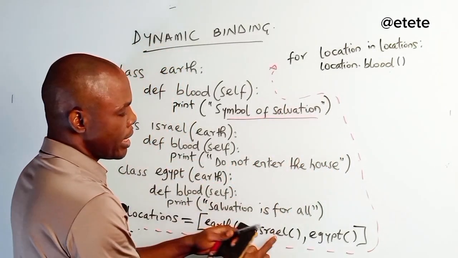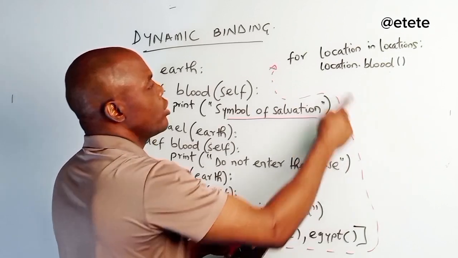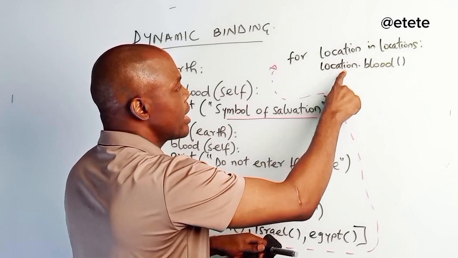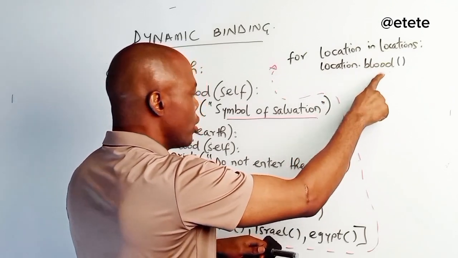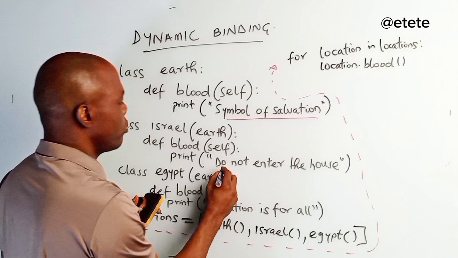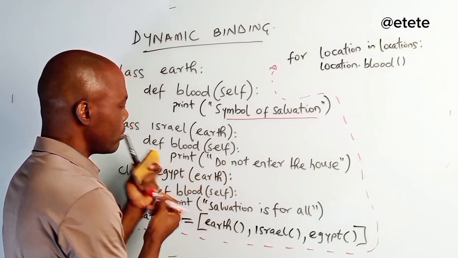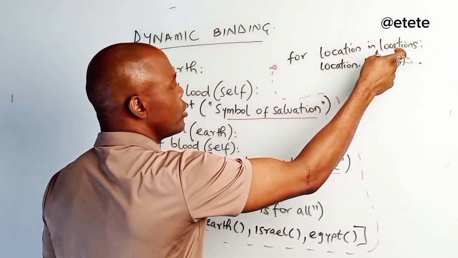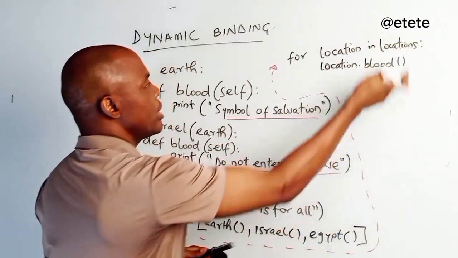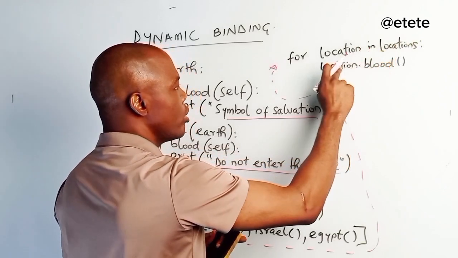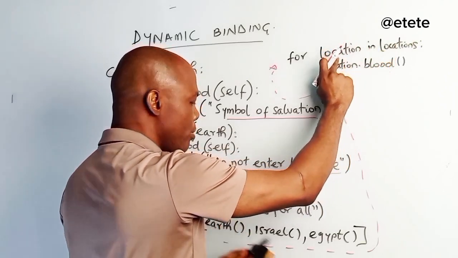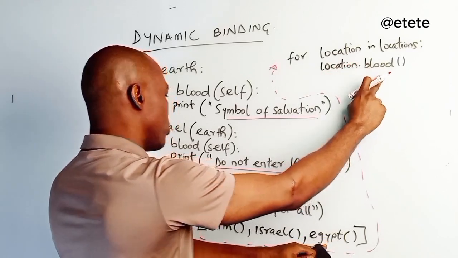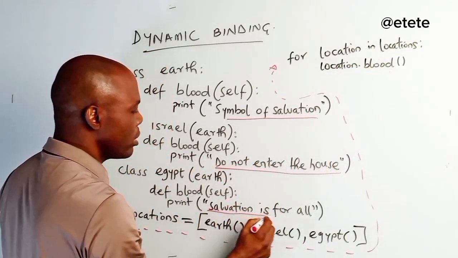Then I will go in again and I will call this Israel class. So it means that I've created this location object for this Israel class. Then I'm using that object to call the blood. So it's going to call this blood, and it's going to print out, do not enter the house. Then I will go in again and I will call this Egypt into this location. So this location is the object that I've created for Egypt. So I'm going to use it now to call the blood. So this one is going to print out salvation is for all.